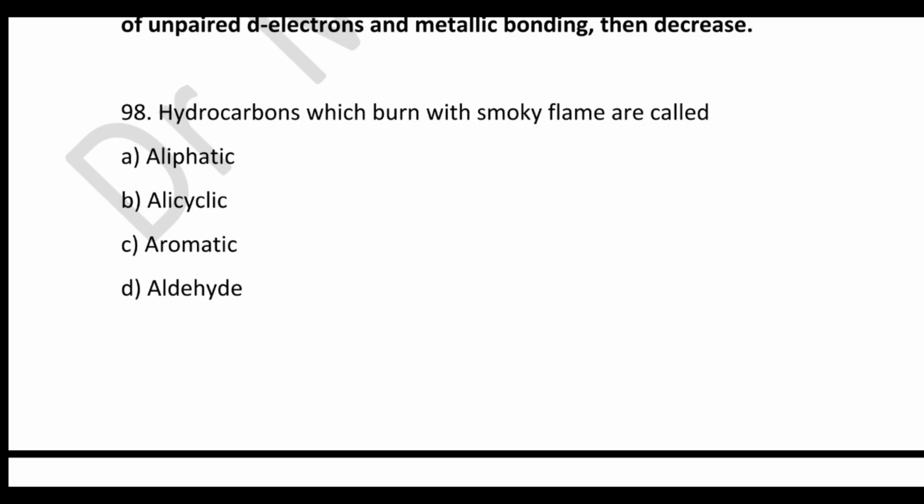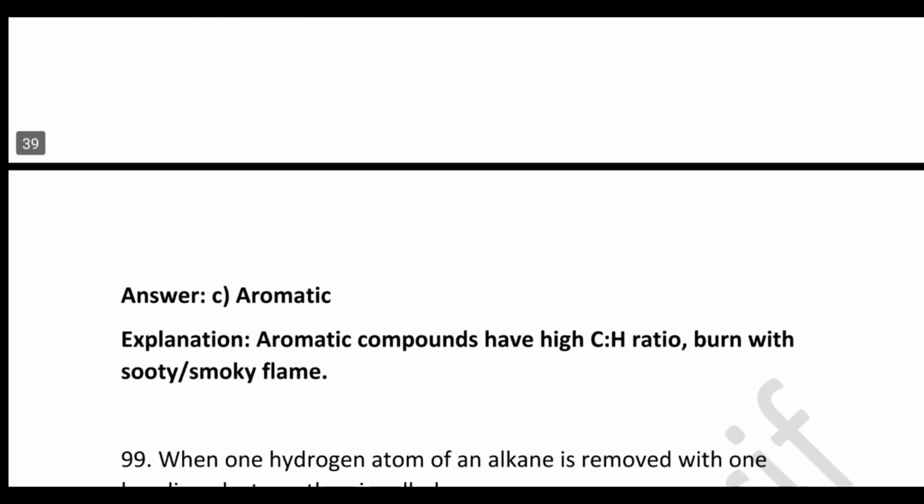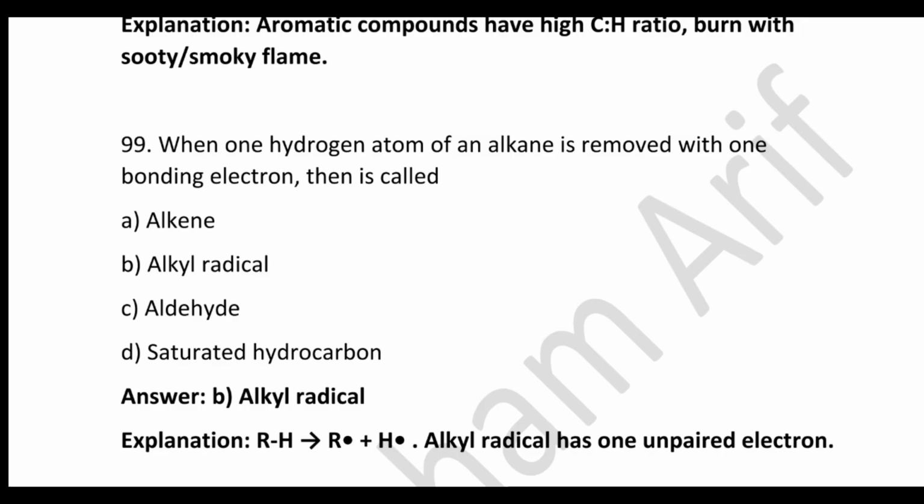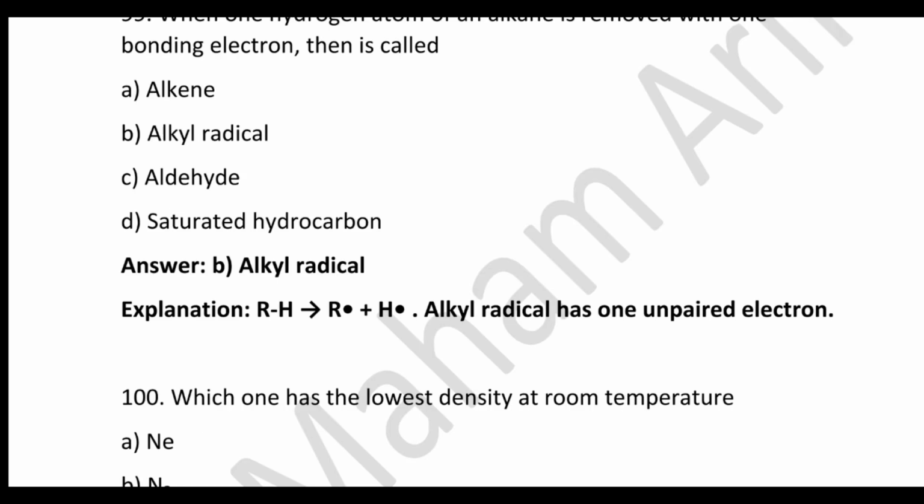Hydrocarbons which burn with smoky flame are called, correct answer is option C, that is aromatic, because aromatic compounds have high carbon hydrogen ratio that burns with the sooty or smoky flame. When one hydrogen atom of an alkane is removed with one bonding electron, then it is called, correct answer is option B, that is alkyl radical, because alkyl radical has one unpaired electron.